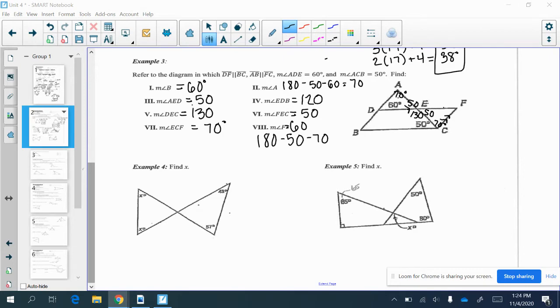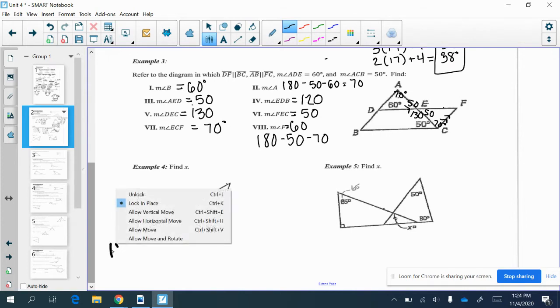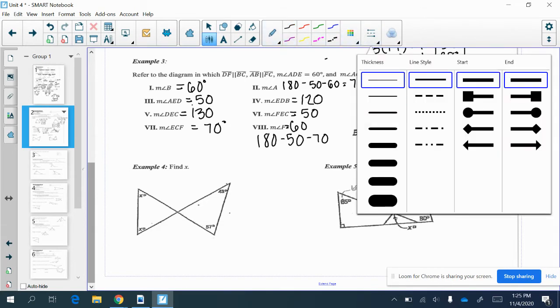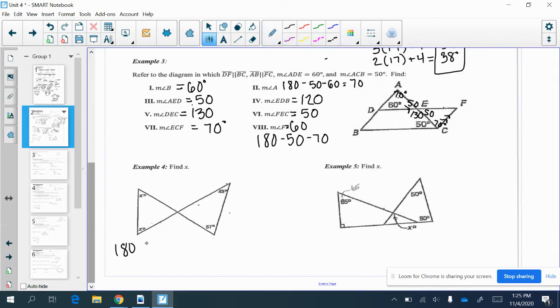All right, so example 4, find x. So these are x right here. I know 43 and 57. So let me go ahead and try to find this angle right here. So 180 minus 43 and minus 57 is 80. So if this angle is 80 degrees, this angle is also 80 degrees due to vertical angles. Okay, so these two angles are vertical, so they have the same degree measure.